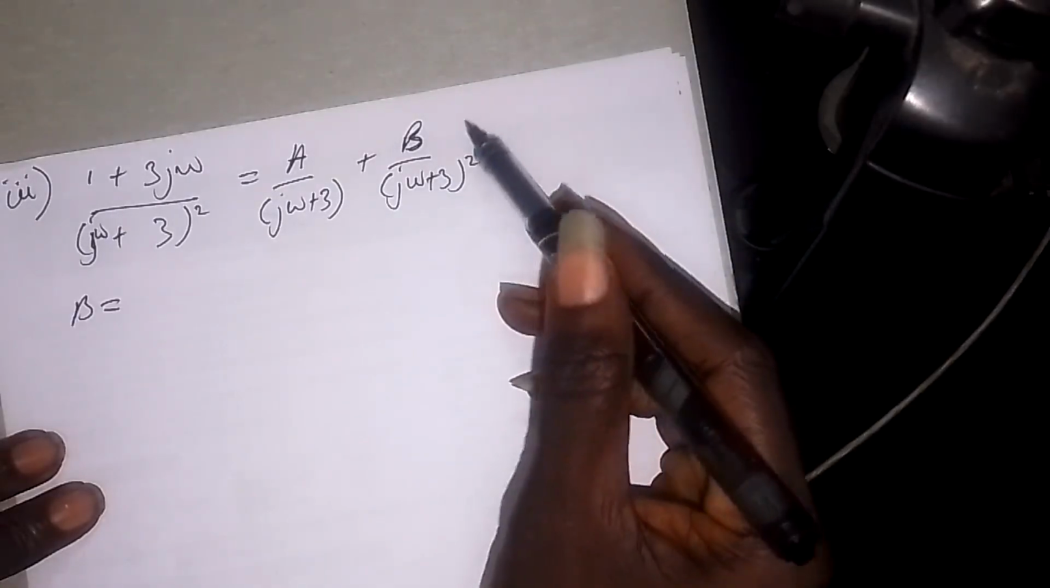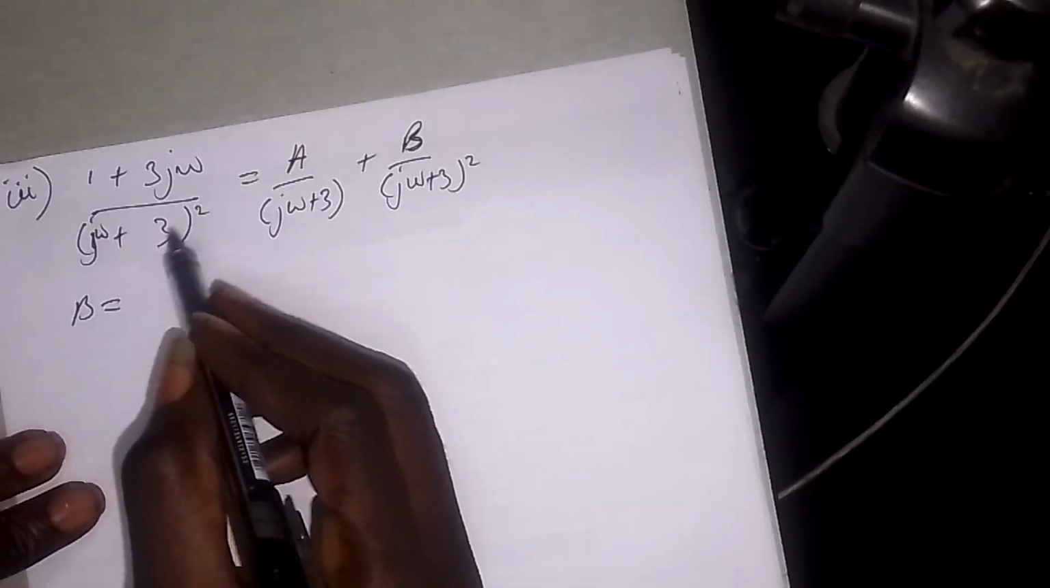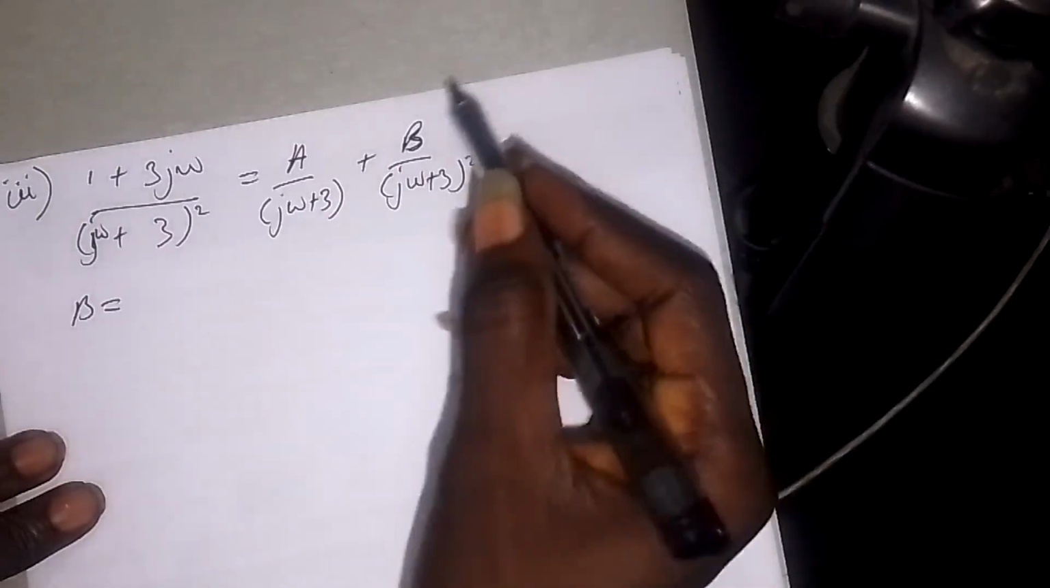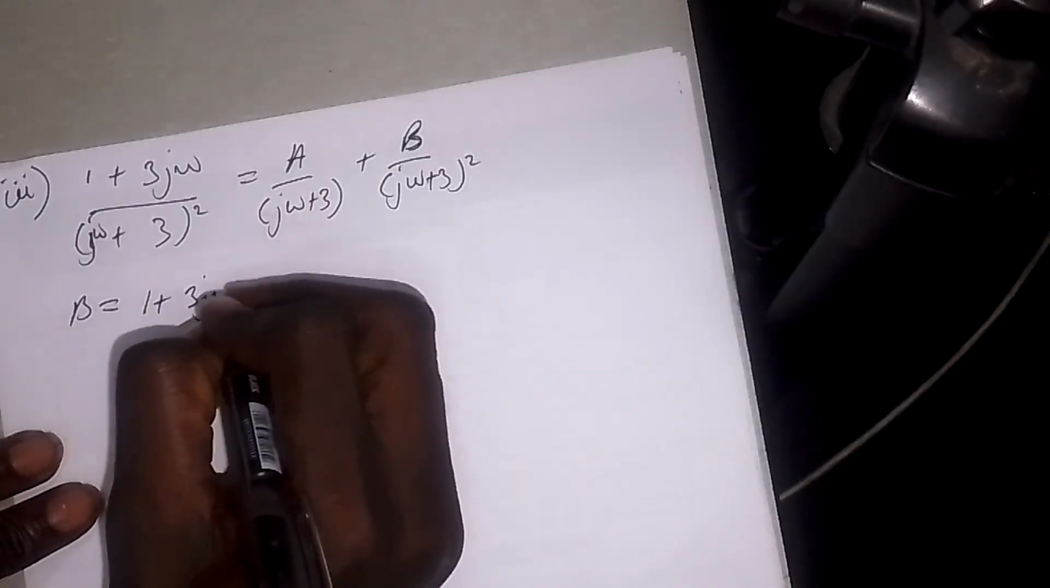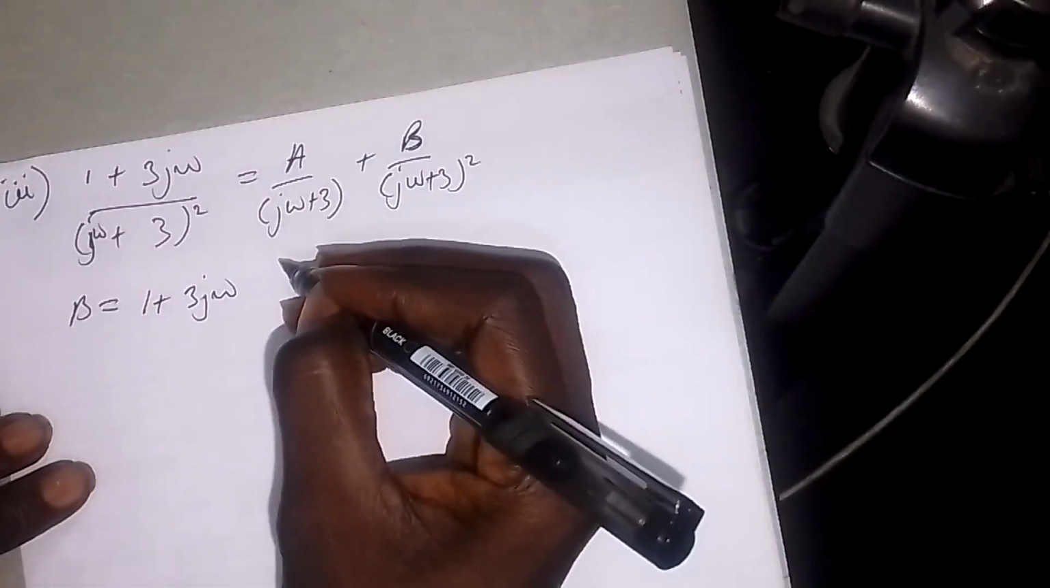Okay, so it will cancel everything. So I'll be left, and here also if I multiply through, it will cancel it. So I'll be left with only 1 plus 3j omega. 1 plus 3j omega.